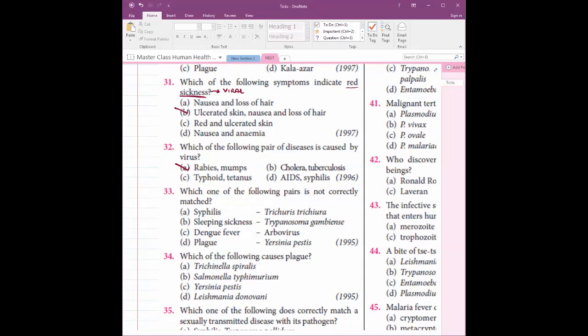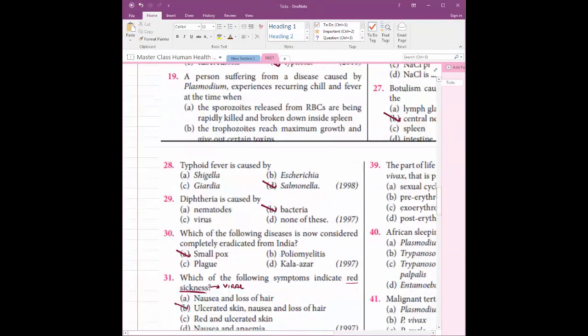Which of the following pairs is not correctly matched? Guys, just see. Samiksha is listening to me, and has given the right answer. Mukta is also right. Guys, it was syphilis. Who was the causative agent for syphilis? I told you, it is Treponema pallidum. That is the real causative agent, guys. We had done this somewhere earlier. Anyway, this is your Treponema pallidum.